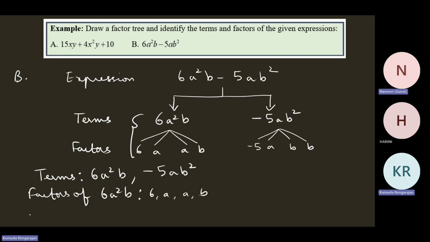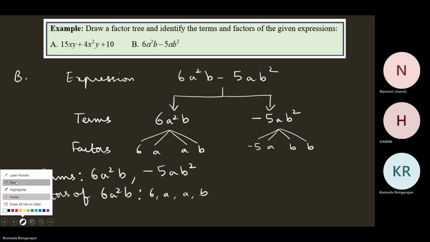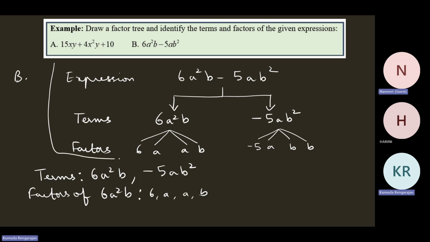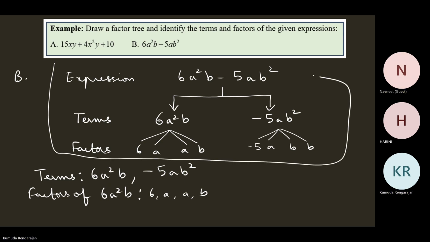Ma'am, I have one doubt. We have already written it there. Then why do we need to write it again? No. That's how we draw a factor tree. In a factor tree, you need to show all this. These are the parts of a factor tree. See, this whole thing is only the factor tree. This entire thing is how we make a factor tree.